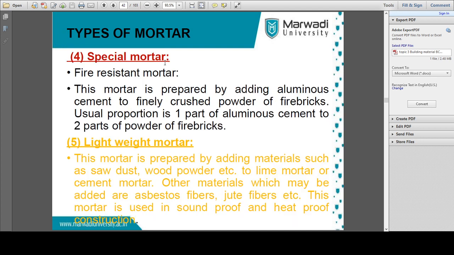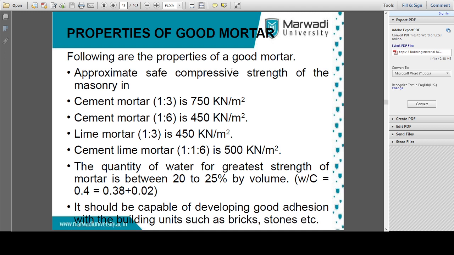Moving next, we are having properties of good mortar. Based on the compositions of this mortar, we are having different characteristic strength. Now strength can be measured in kilonewton per meter square. Strength indicates the formula of stress. Stress is force upon area. So force is indicated in kilonewton and area is indicated in meter square.